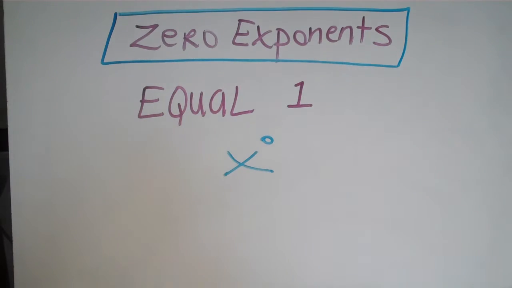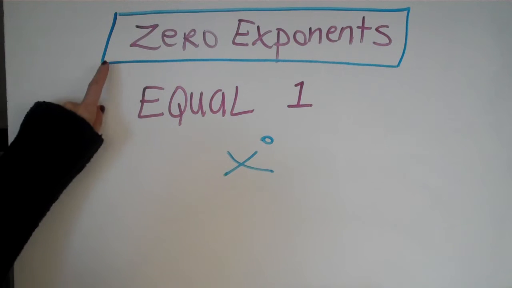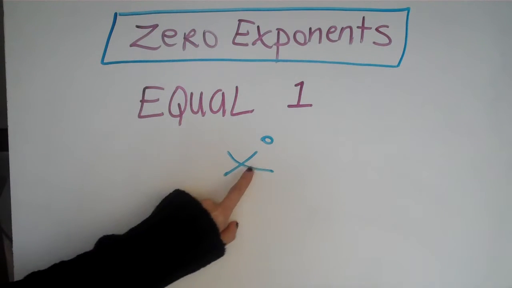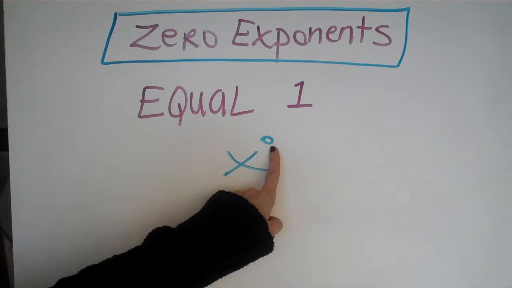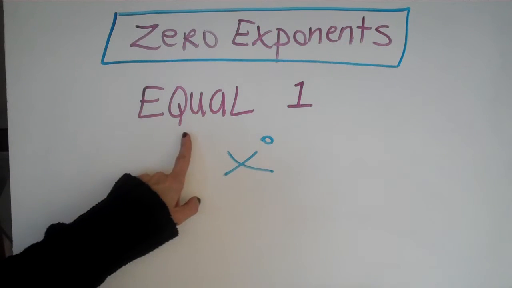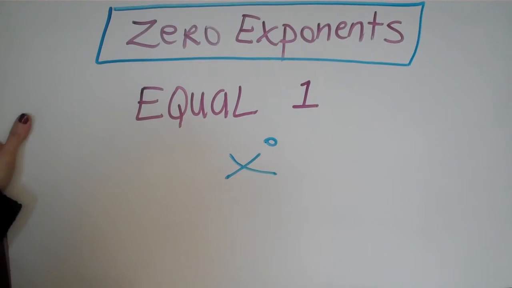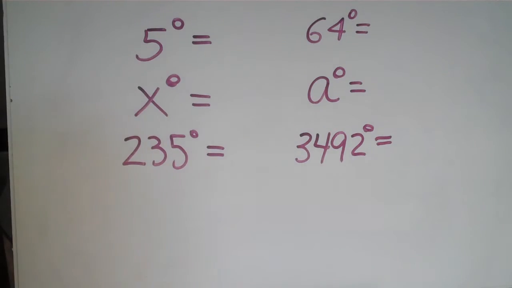Let's talk for a minute about zero exponents. The thing you need to remember about zero exponents is that no matter what the base is, if you have a zero exponent, the whole thing is equal to 1. So zero exponents, no matter what, will equal 1. Let me show you a few examples.